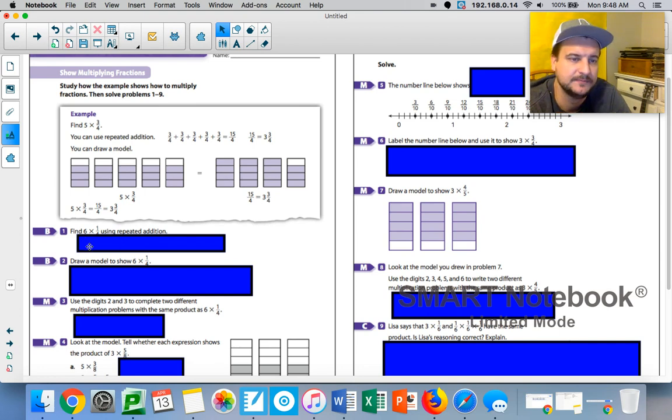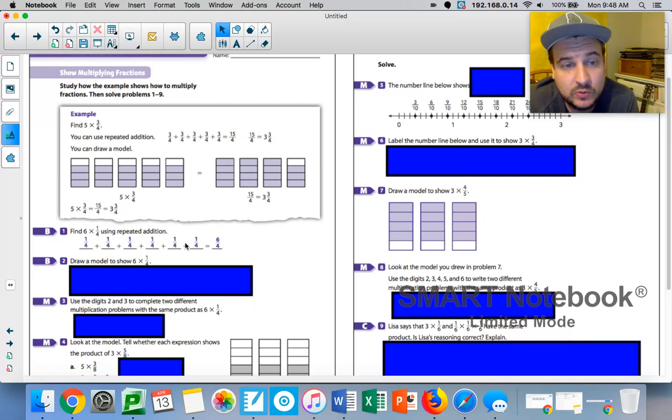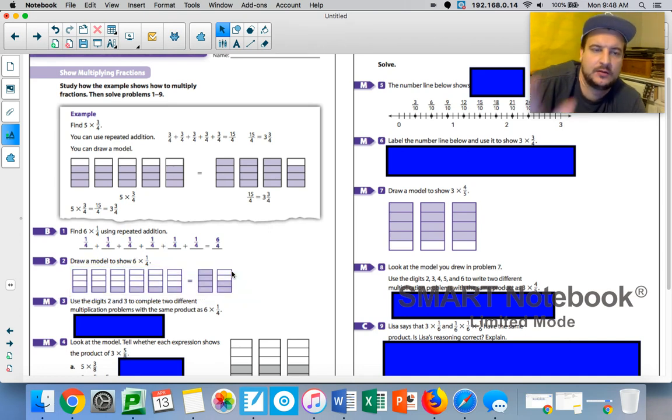So let's look at question one. Find 6 times 1/4 using repeated addition. This means like a decomposed problem. So I have 1/4 6 times, which would equal 6/4. Draw a model to show 6 times 1/4. So I have 1/4 6 times. If I combined all the ones to make a whole, there's 3 pieces right there that would make a whole, and then I'd have 2 pieces left over. So 1 whole and 2/4 would be left.